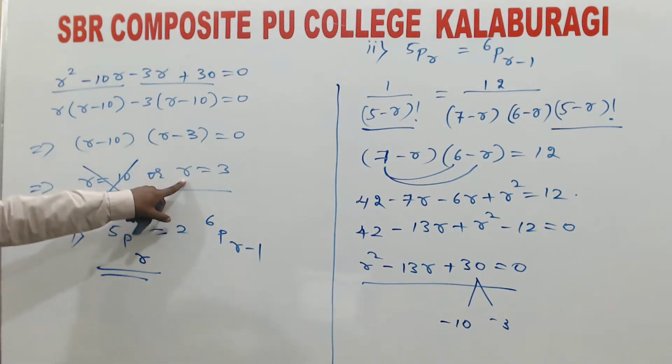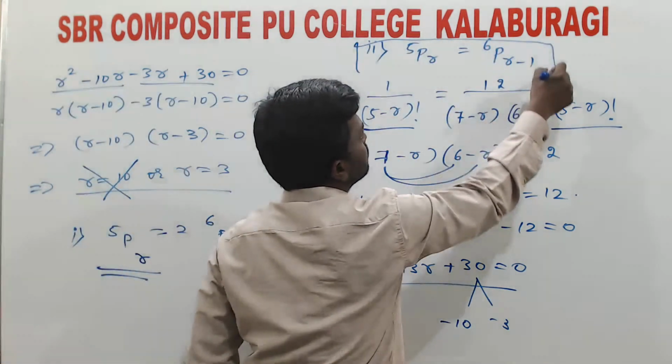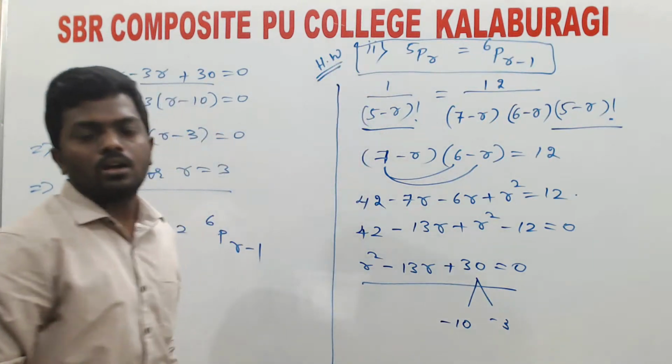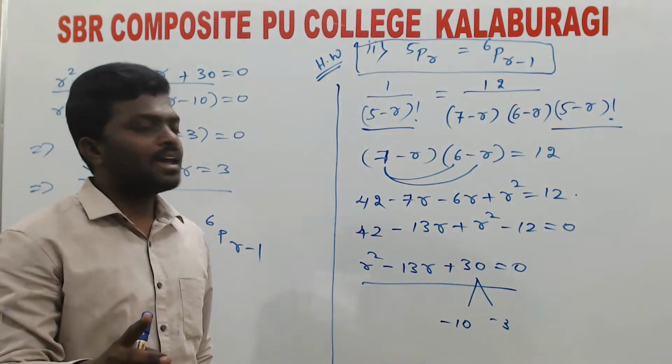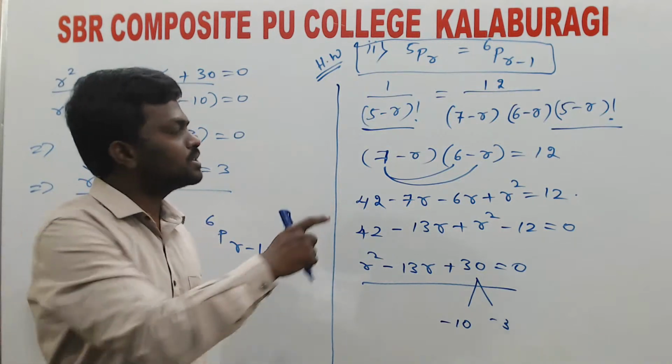The answer is r equal to 3. And if you see, the second bit is also very similar and easy. So solve this one as homework. Okay, students. So two problems have been given as homework, and they are quite similar to the problems which we have solved.